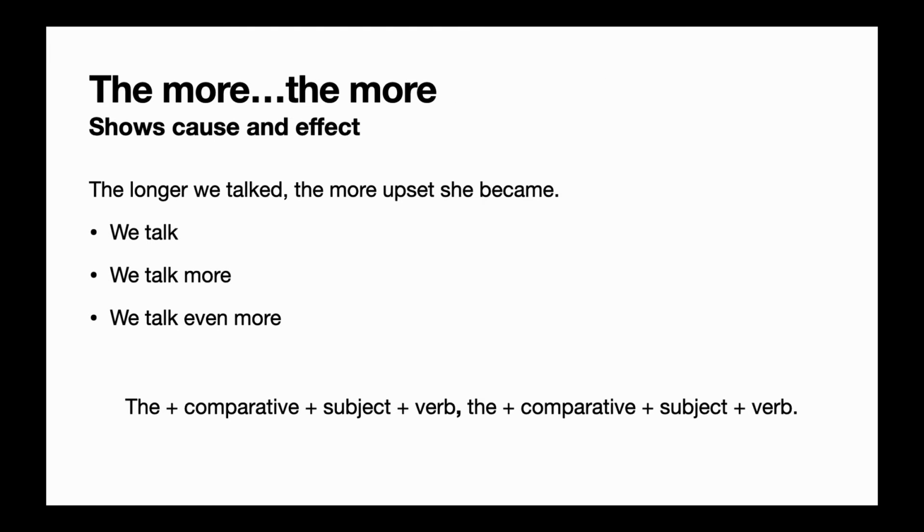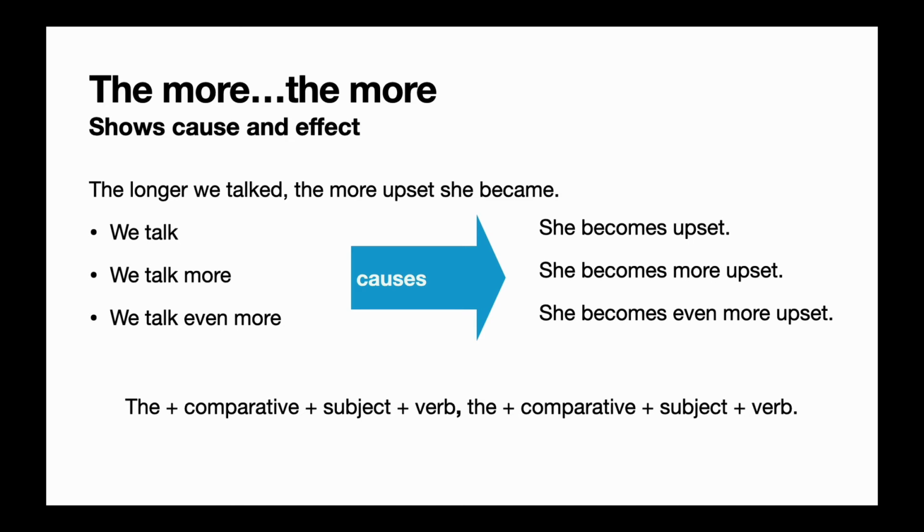When we use this kind of structure, the more, we're usually showing cause and effect. So like in this sentence, the longer we talked, the more upset she became. We're saying we talk, which causes her to become upset. We talk more, and that causes her to become more upset. We talk even more, and then she becomes even more upset.